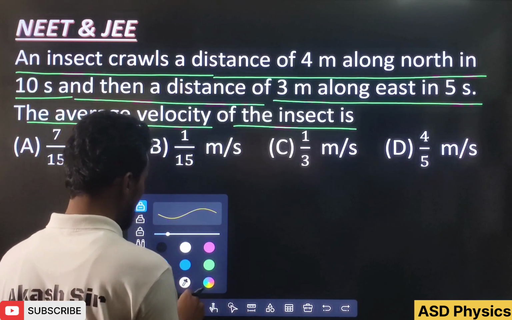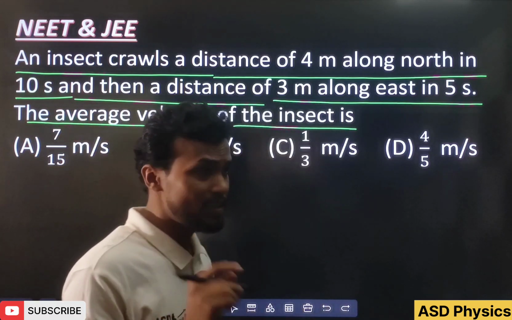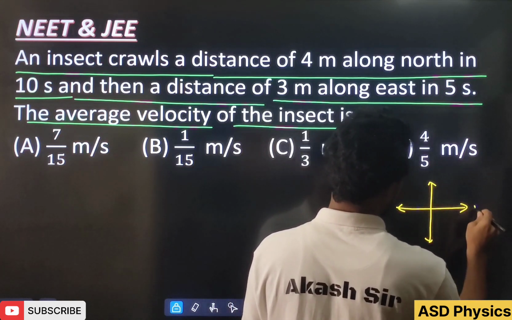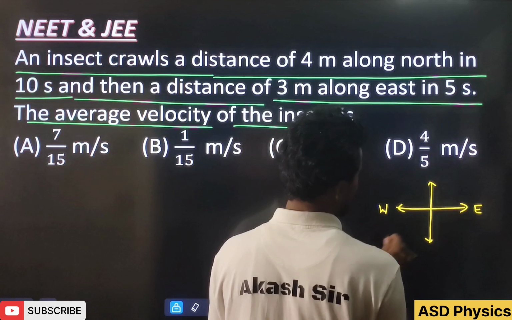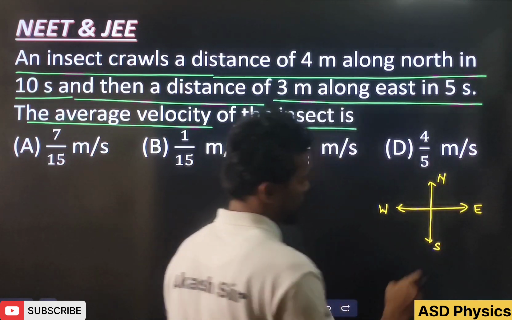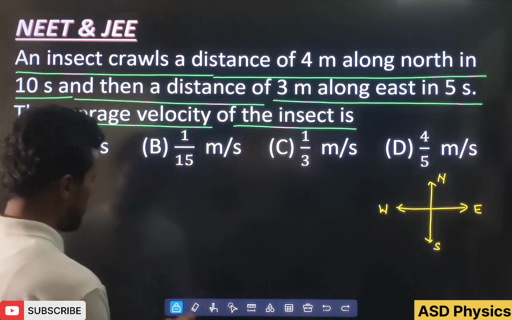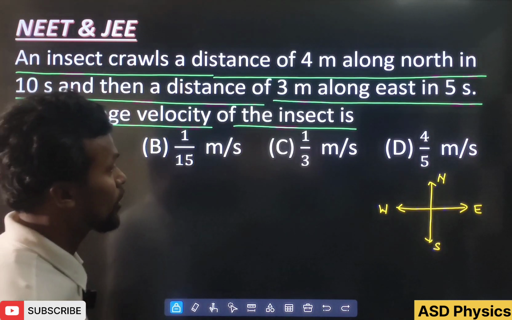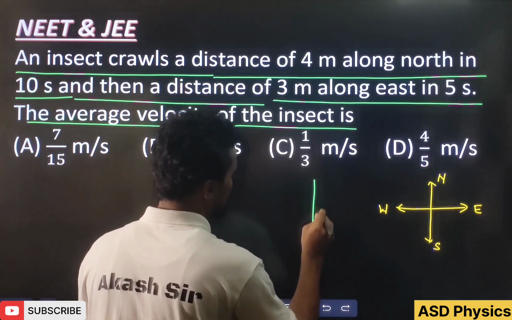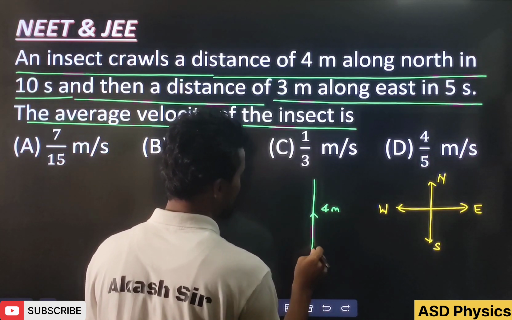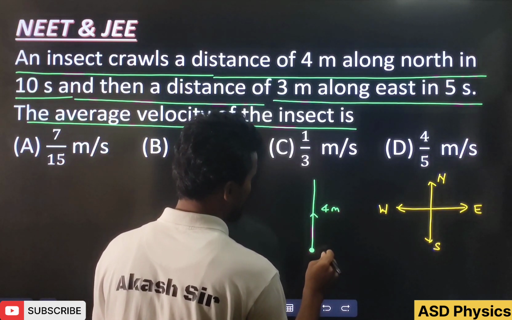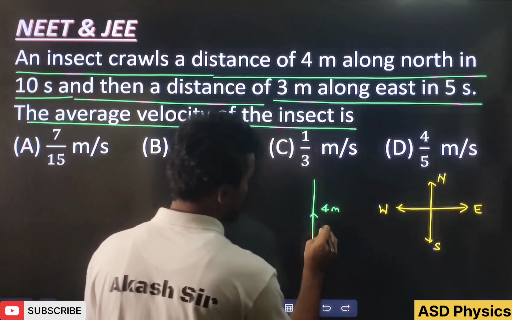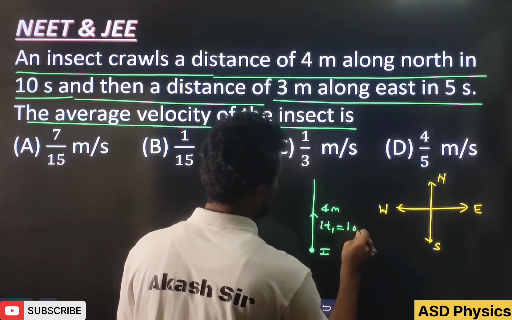So students, to deal with this kind of situation, first you should know the direction convention. In physics, what direction convention do we take? This is east, this is west, this is north, this is south. Now we'll draw the situation. 4 meters along north direction. This is the 4 meters. It started from here, this is the starting point, the initial point. How much time has it taken? T1 is 10 seconds.